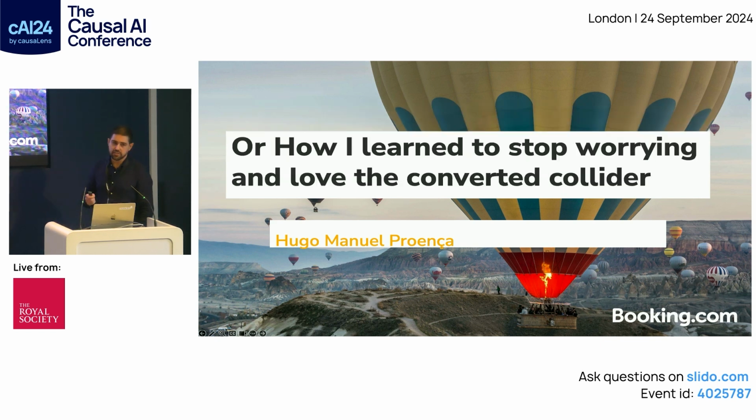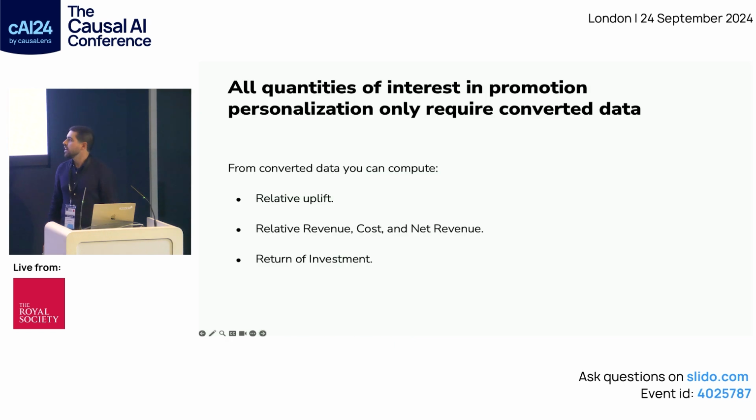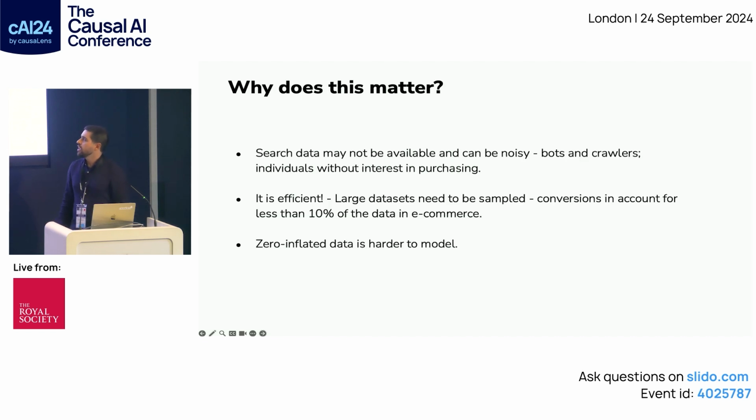There's another side topic for people that are more into causality: how can you use a collider to actually get information out of the data. The quantities of interest that I'm mentioning here are the relative uplift, so how much it increased from your baseline, which we'll go through, relative metrics like revenue and cost, and the return on investment, which is in the end what a lot of people are interested in. So I'll talk a little bit about why this matters for e-commerce.